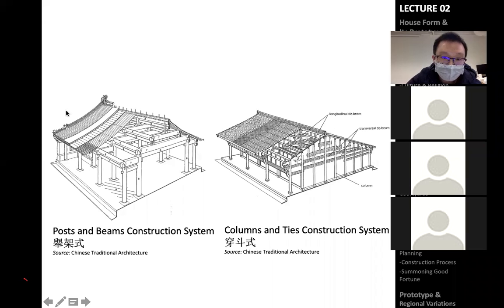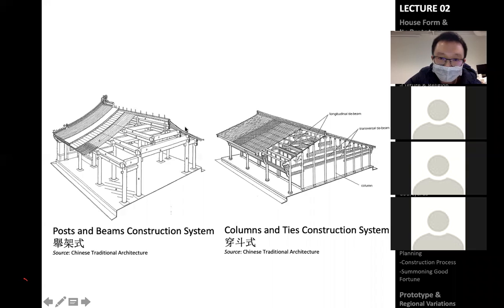And to the left-hand side, we call post and beam, 举架式. And this type can create larger column-less interior space, which requires large column size, because you need to have a longer span between two columns, which means the beams must be strong, and the column should have the similar capacity to support these beams.